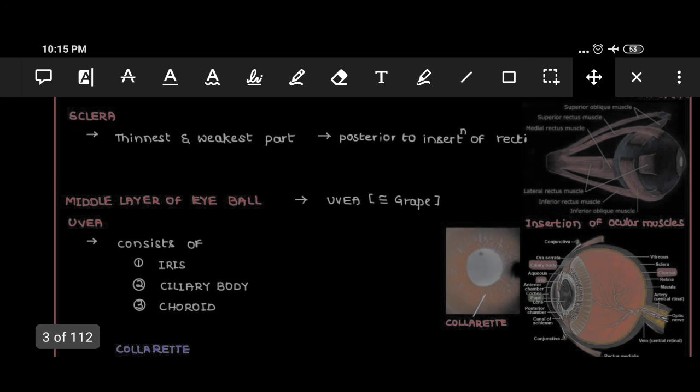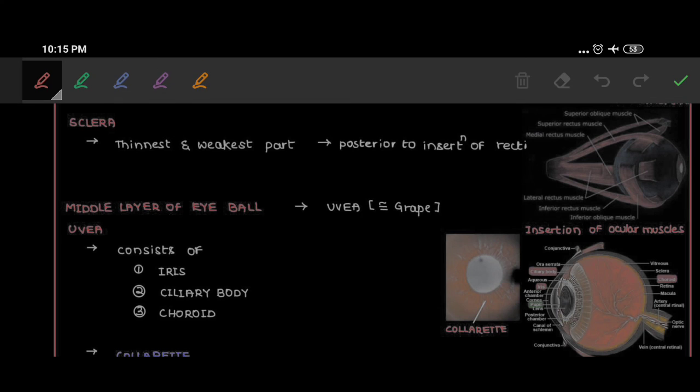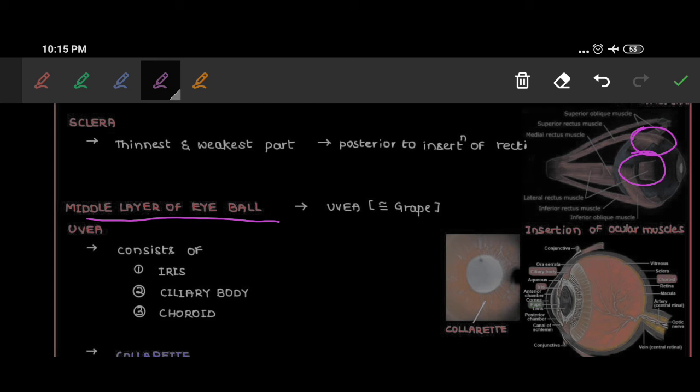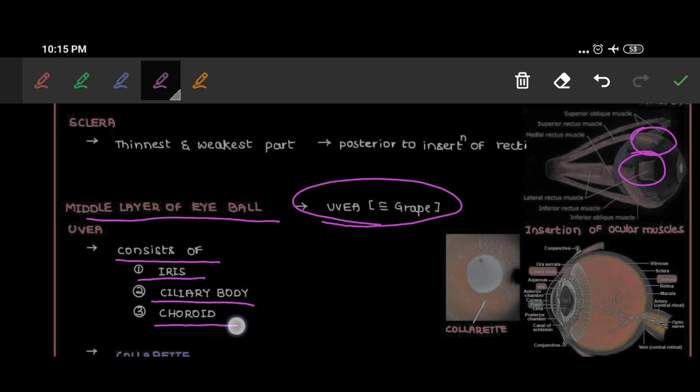The weakest and thinnest part of the sclera is posterior to the insertion of the recti muscles. As you can see in this diagram here, the weakest part is posterior to the insertion of the recti muscles. Okay guys, superior recti, medial, lateral, whatever. And the middle layer of the eye is known as the uvea, which is also known as the grape, meaning uvea actually means grape. So our middle layer consists of the iris, ciliary body and choroid.